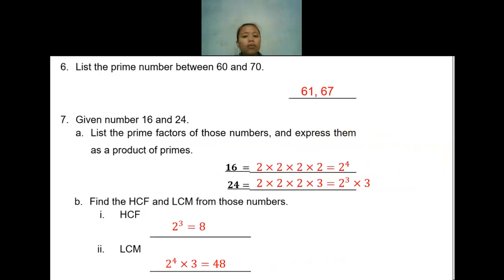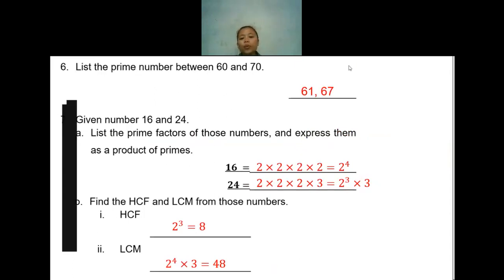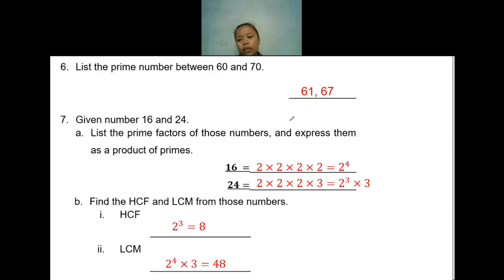Okay, for question 6, list the prime numbers between 60 and 70. If you get confused, you can write from 61, 62 until 69. You just use it as a check. Do not write all of them as the final answer. So 61 can be divided by any number? 61 cannot be divided by 2, cannot be divided by 3, cannot be divided by any number other than 1. So it means 61 is a prime number.